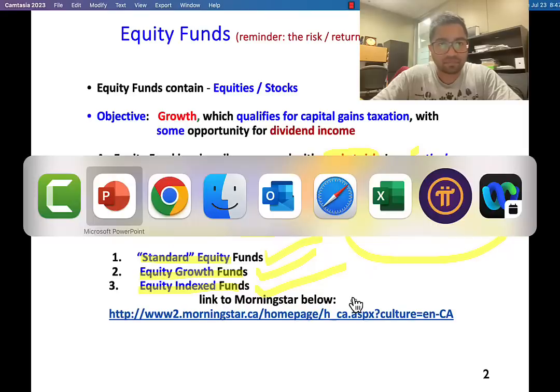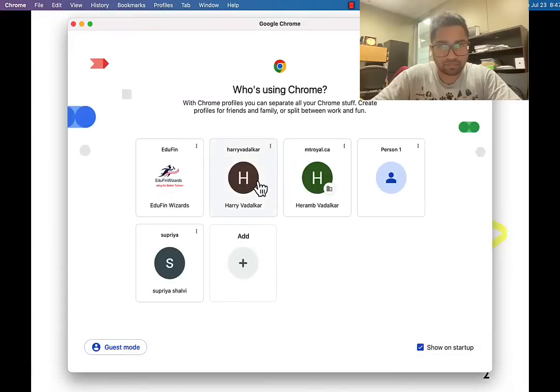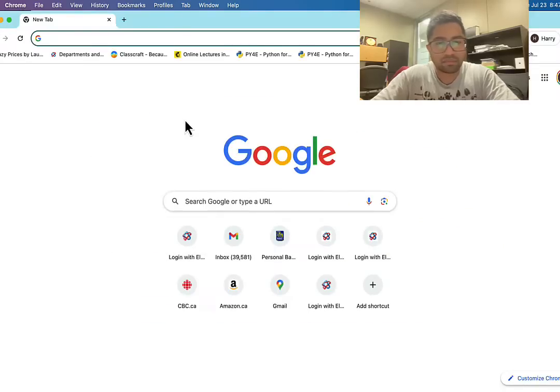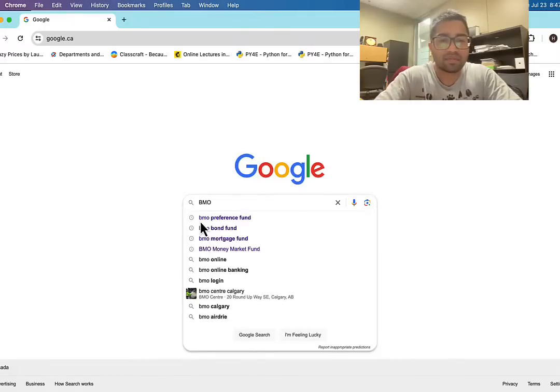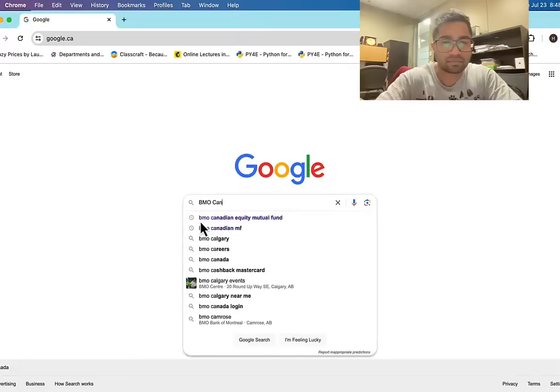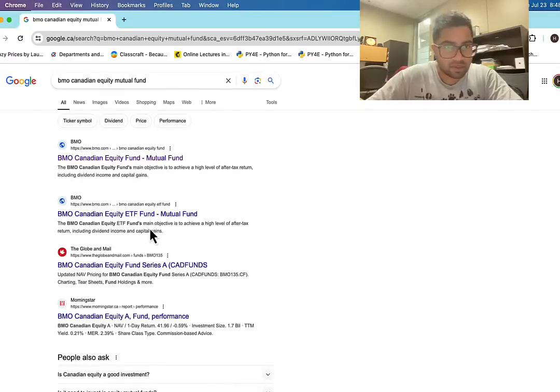Okay, so let's go to Google. We're going to compare all three. So BMO Canadian equity mutual fund. I don't want an ETF, I want a mutual fund.